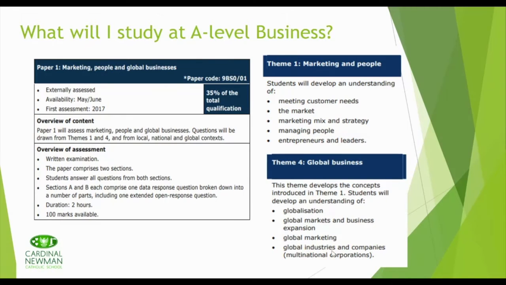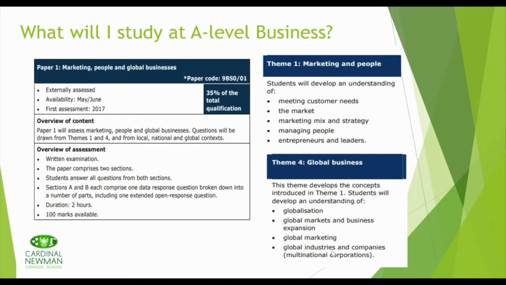The type of concepts that you would study in this unit is broken up into two different themes, Theme 1 and Theme 4. Theme 1 is studied in Year 12 and Theme 4 is studied in Year 13. Theme 1 includes different concepts such as meeting customer needs, the market, marketing mix and strategy, managing people, entrepreneurs and leaders. So the first part of it looks at anything to do with marketing within the business, things such as why people buy products, what are some customer needs, what's the demand for products, what type of marketing mix might we use in strategy to try and encourage people to buy a product.